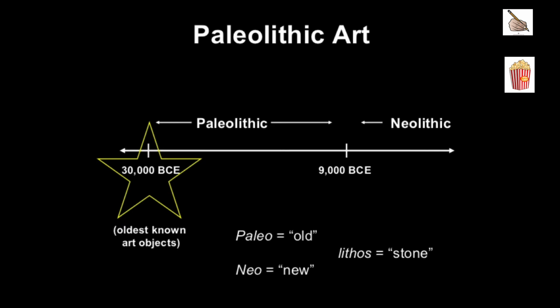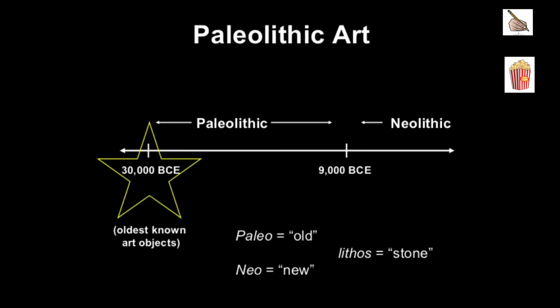This is an abbreviated timeline of the Paleolithic and Neolithic periods. About 30,000 BCE, we find some of the oldest known art objects. And the term art for this context refers to objects modified by human intervention. That included sculptures and paintings.